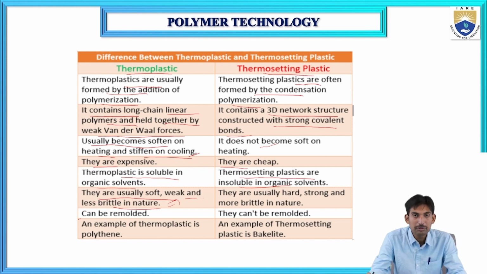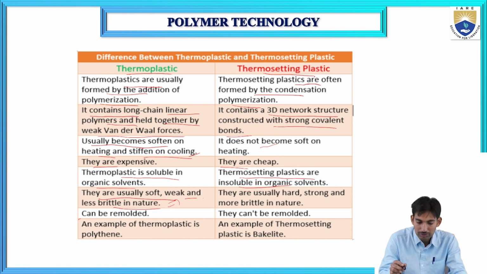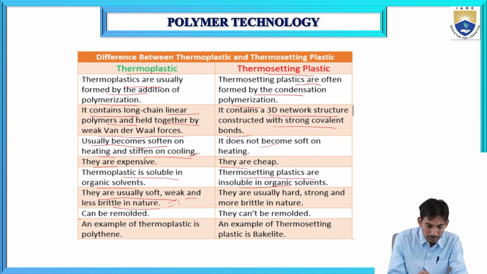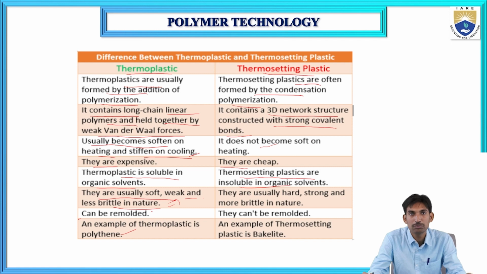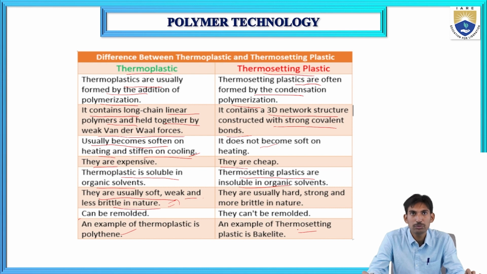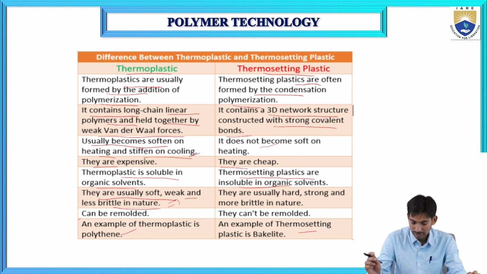The thermoplastics can be remolded. But the thermosetting plastics cannot be remolded. An example for thermoplastic is polyethylene, and the example for thermosetting plastic is bakelite.